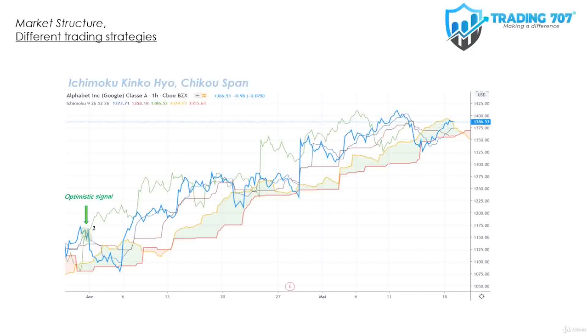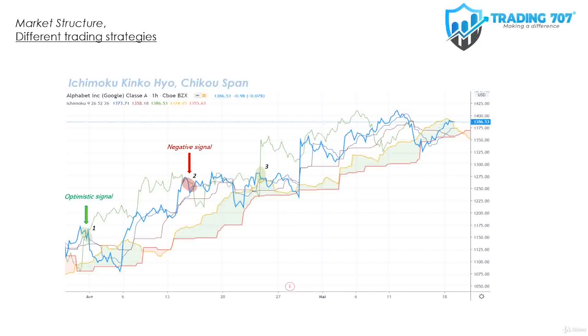We have the opposite case during the second signal. The Chikou span crossed Google price downwards, which shows the end of a bullish period and a potential trend reversal. Concerning the third signal, despite a period where the price evolution is undecided, the Chikou span crossed very strongly the Google price upward, which announced a probable resumption of the upward trend.